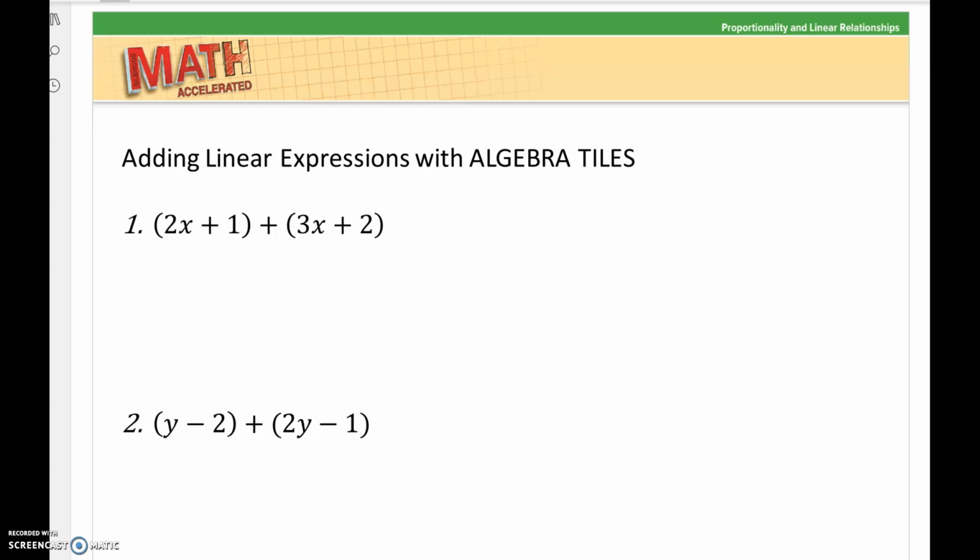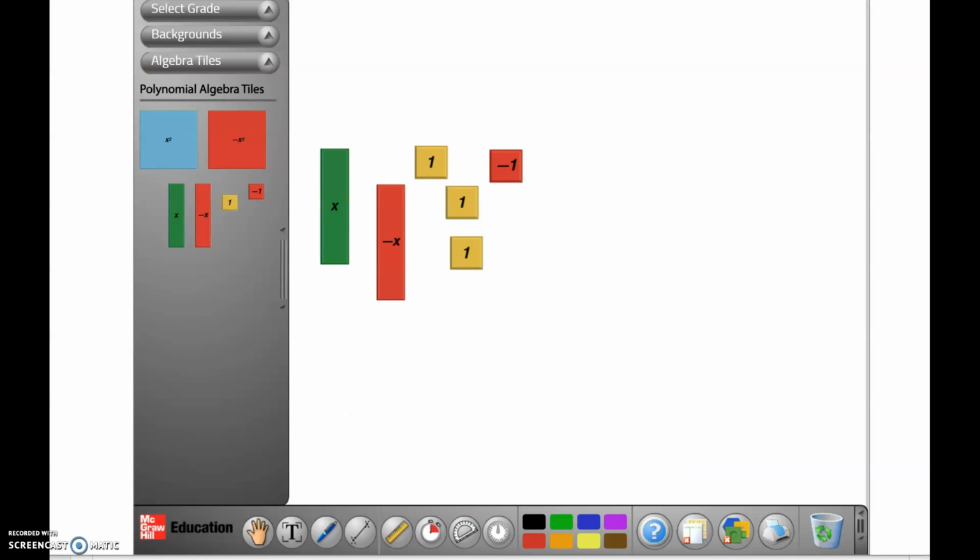Okay, so our first example we're doing here is 2x plus 1 plus 3x plus 2. And then our second one is y minus 2 plus 2y minus 1. So first, let's go ahead and look. Oh, sorry. Okay, so I'm going to switch over to my algebra tiles here so that we can set them up first.